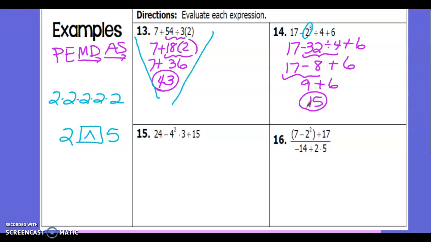Now that you've seen those two, why don't you take a minute, hit pause, and try number 15 on your own. When you are ready, hit play to continue.